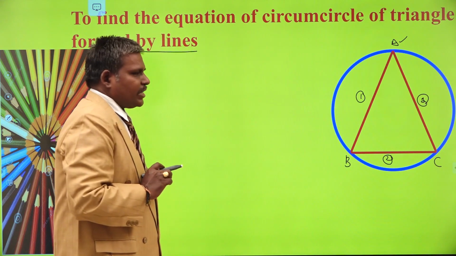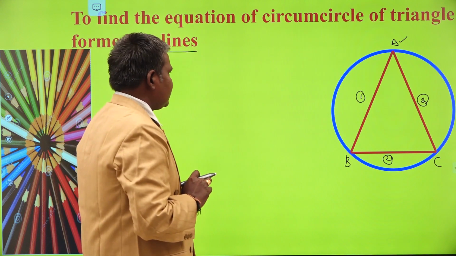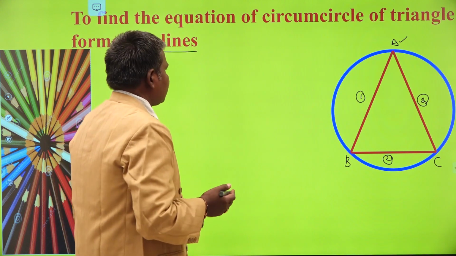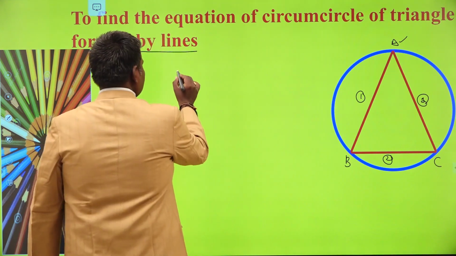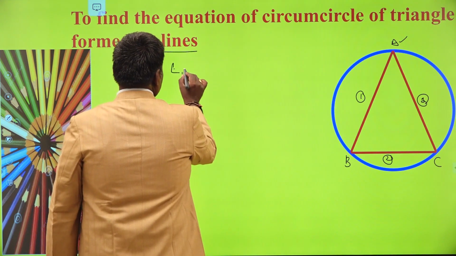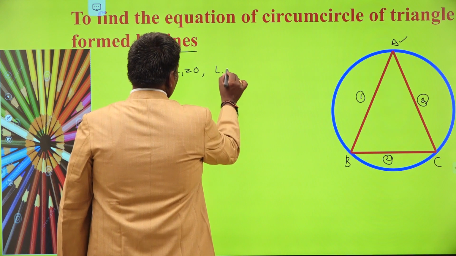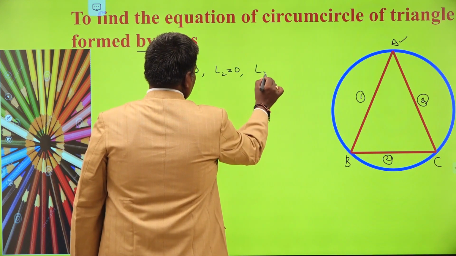The next method is also there. It is a little bit difficult, so I would like to explain that one also. Suppose you have 3 lines, L1 equal to 0, L2 equal to 0, L3 equal to 0.